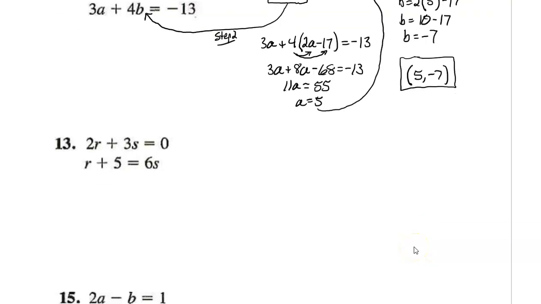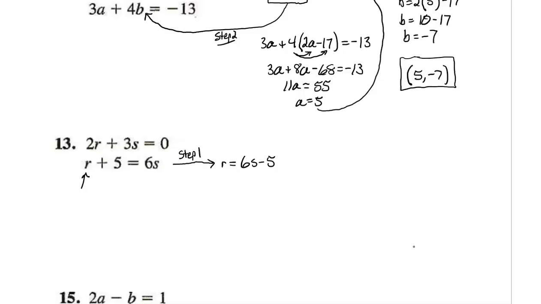Number 13. Has either equation already been solved for one of its variables? No. Which variable will be the easiest to get alone? I think it will be the letter r in the second equation because it has no coefficient in front of it. All we need to do to get the letter r alone is subtract 5 from both sides. It will be r equals 6s minus 5. That's the step 1.